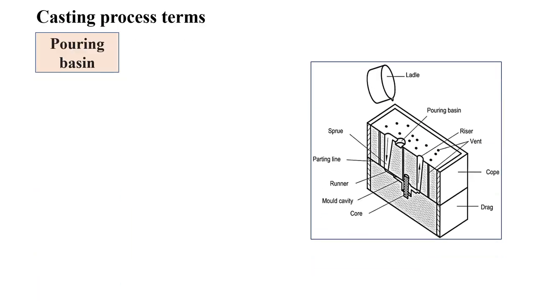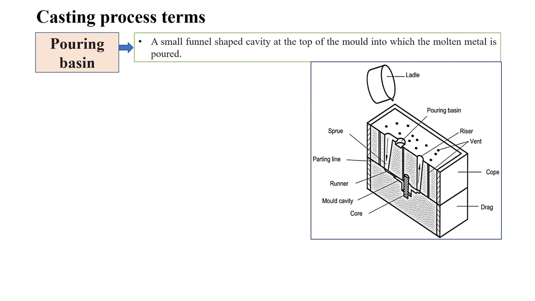Pouring basin. The pouring basin is a part of the gating system. It is the small funnel-shaped cavity at the top of the mold into which the molten metal is poured. So this is the pouring basin. The pouring basin also acts as a reservoir, and it also eliminates some draws.